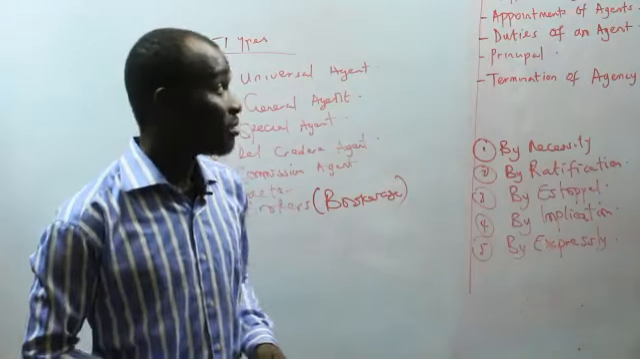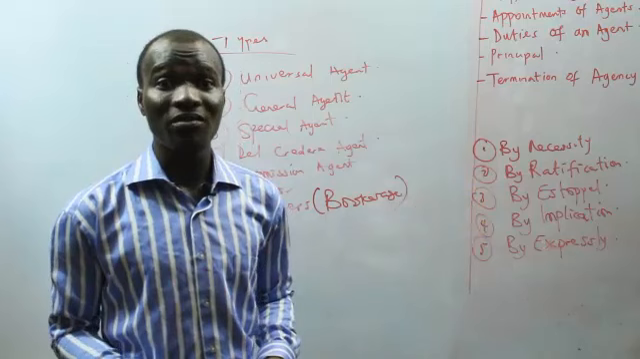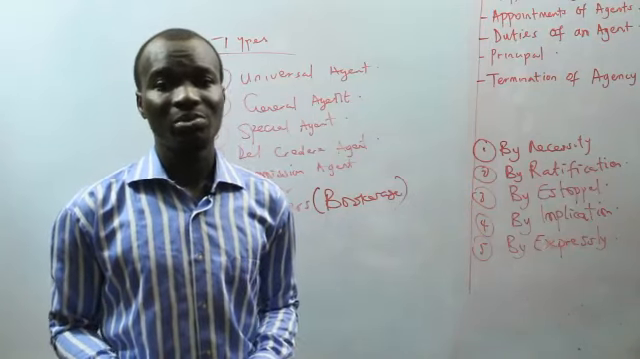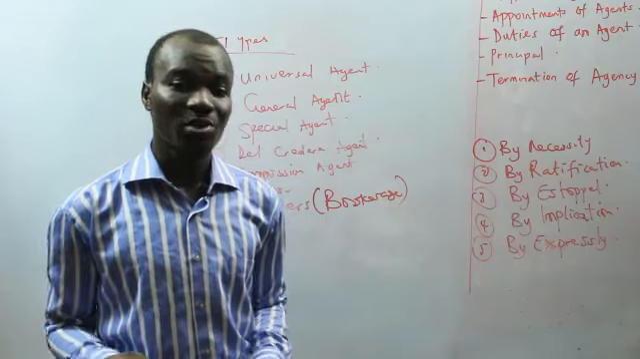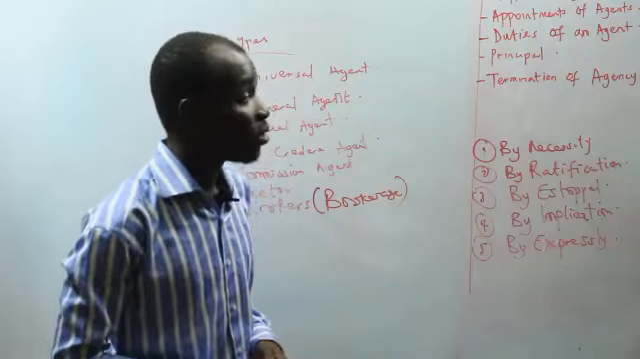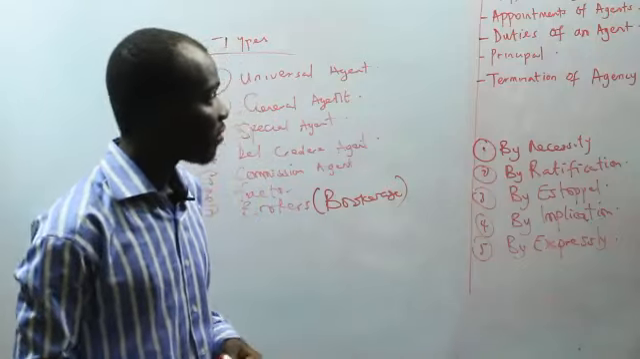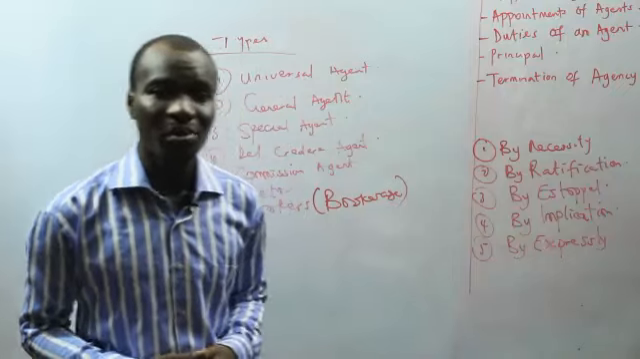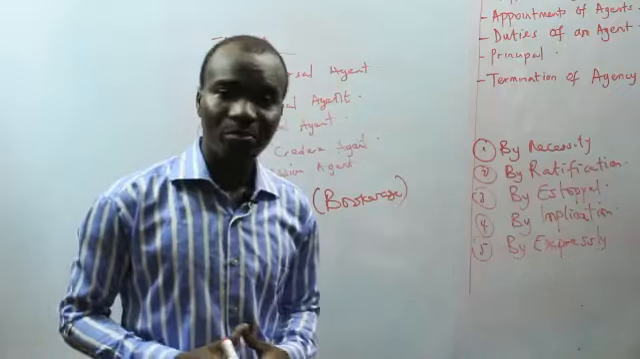So, the agent also has the responsibility to be honest with the principal. So there are a lot of duties to perform by the agent. Now the next thing is the principal. I'm going to talk about the duties of the principal.